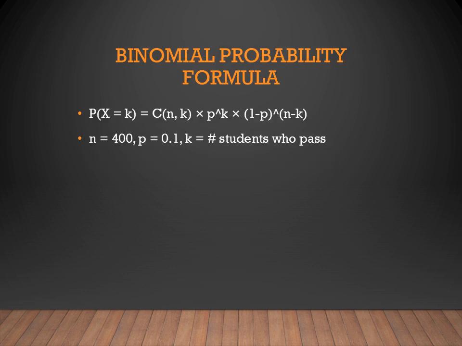The formula for the probability that exactly k students pass is P(X = k) equals the combination of n choose k times p raised to the k power times (1 minus p) raised to the n minus k power. In words, that's the number of ways to select k students from n, multiplied by the chance that k specific students pass, times the chance that the rest don't. Here, n is 400, p is 0.1, and k is the number of passing students. We'll use this to think about the probability for 50 or more passing.